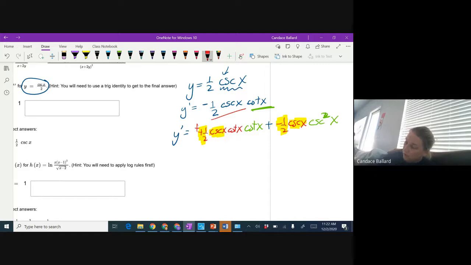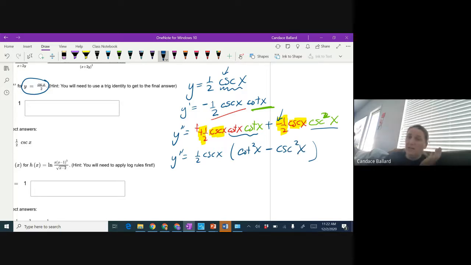So let's factor, and this should have been the double derivative. We're going to factor out 1/2 cosecant x. Left behind, I technically have cotangent times cotangent, so that would be cotangent squared x. And then we still have the minus sign in front, so minus cosecant squared x.